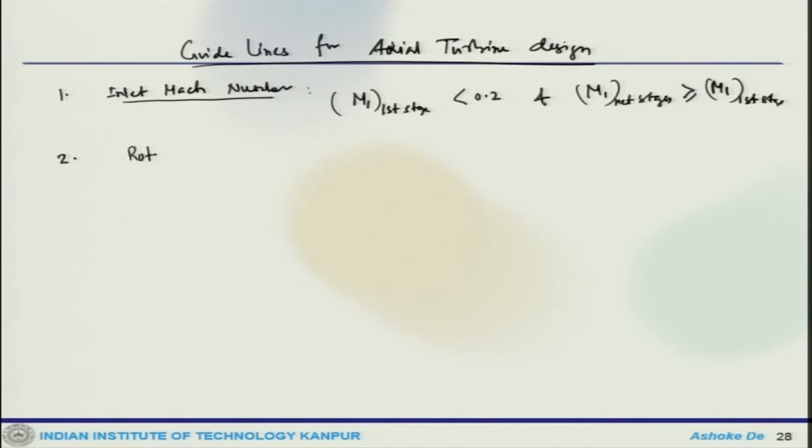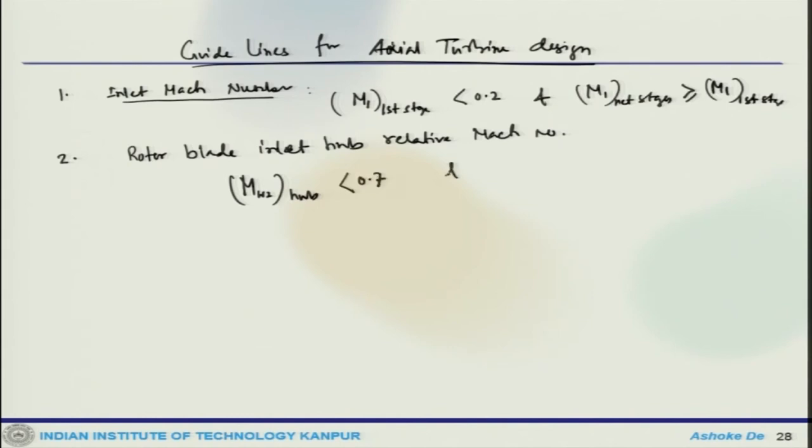Two is the rotor blade inlet hub relative Mach number. This also ensures the acceleration relative to the rotor and avoids any possible separation at the rotor inlet. Then one can have a condition: MW2 at half should be somewhere around 0.7, and alpha 2 would be in a range of 65 to 73 degrees. Again, these are some of the recommended settings for design, but this is not all.